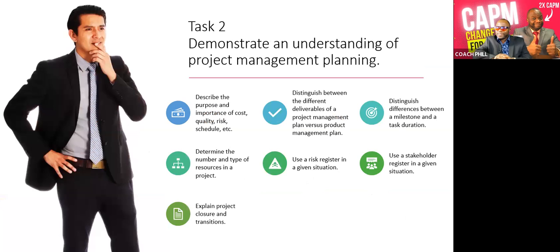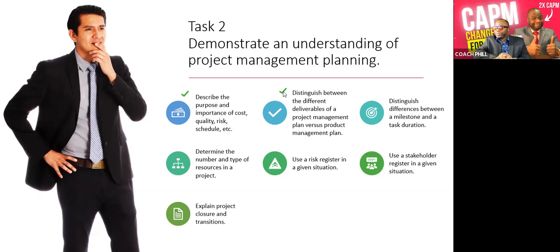The second task is demonstrate an understanding of project management planning. When you take a look at the intricacies in this, the first one is all about describing the purpose and the importance of what we know to be areas of knowledge such as cost, quality, risk, schedule, and so on. Distinguish between the different deliverables of a project management plan versus a product management plan. This information is in the PMBOK Guide 7th edition, buried.